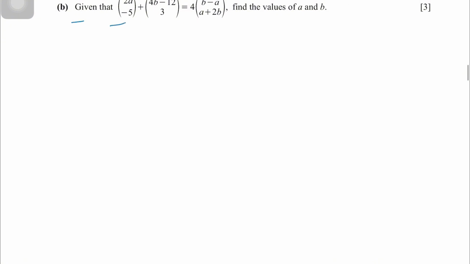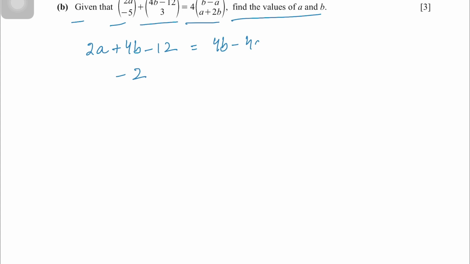Given that 2a plus 4b minus 12 is equal to 4 into b minus a over and a plus 2b, find the value of a and b. So it needs a value of a and b. Let's just solve this first. This would be 2a plus 4b minus 12, and below we have negative 5 plus 3 would be negative 2, I guess. Yes, negative 2. And in the next line we have 4b minus 4a, and here we have 4a plus 8b.